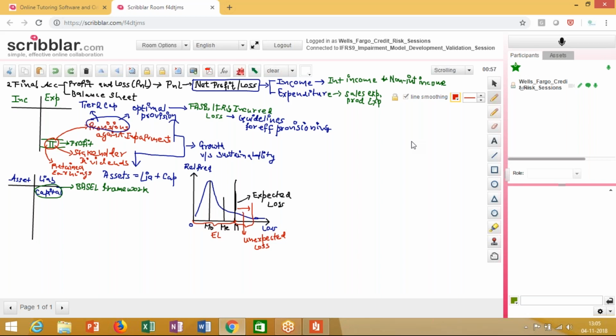Correct. So we'll be talking about this fair value terms when we come to IFRS 9 itself. First of all, what I'm trying to do is space out the scope of IFRS 9, and then we will go ahead and take up all those portions over time, right?